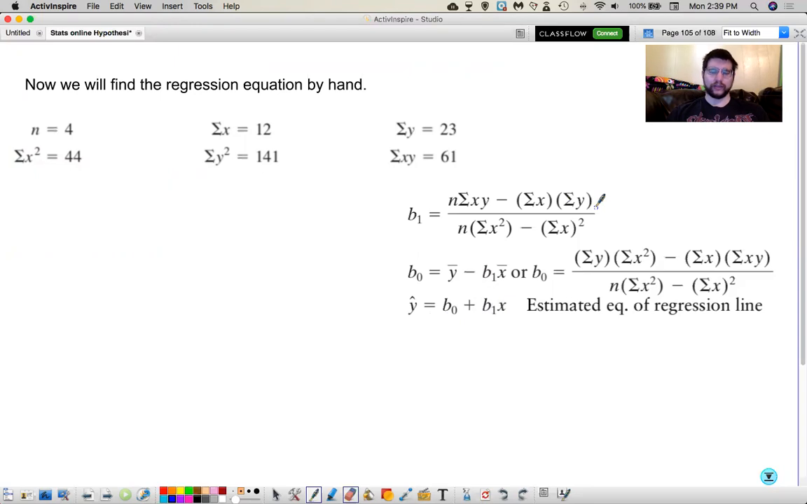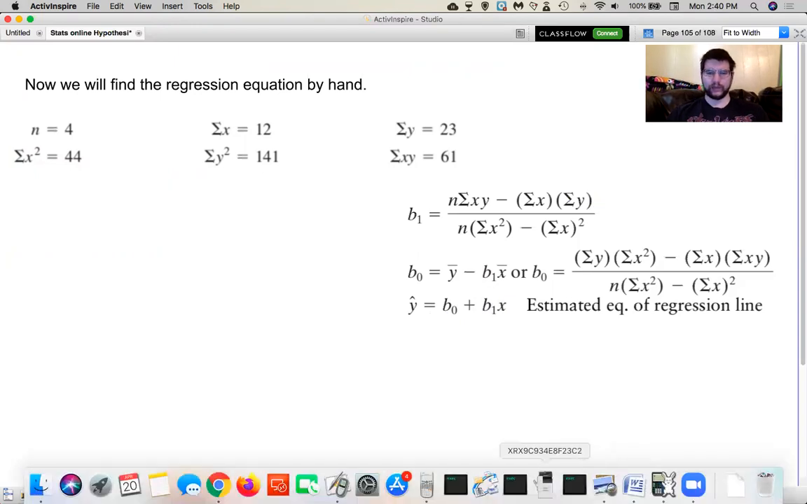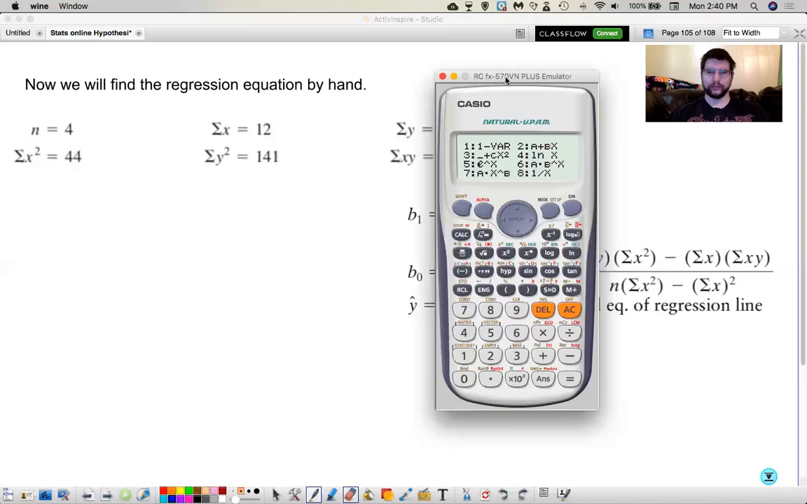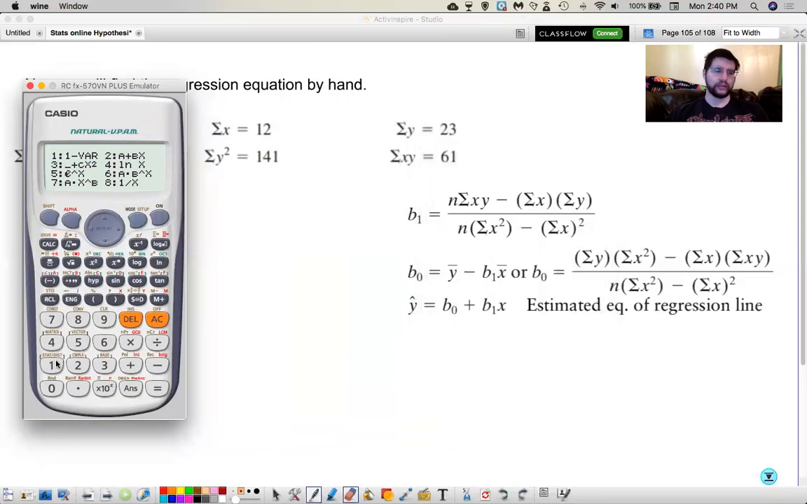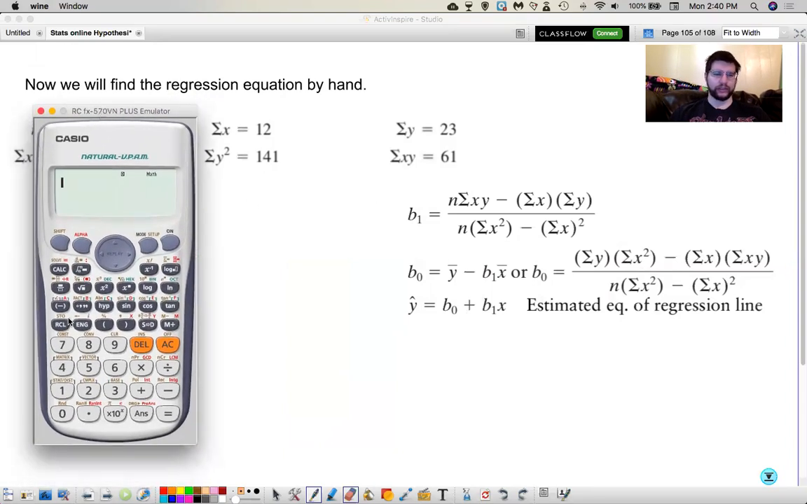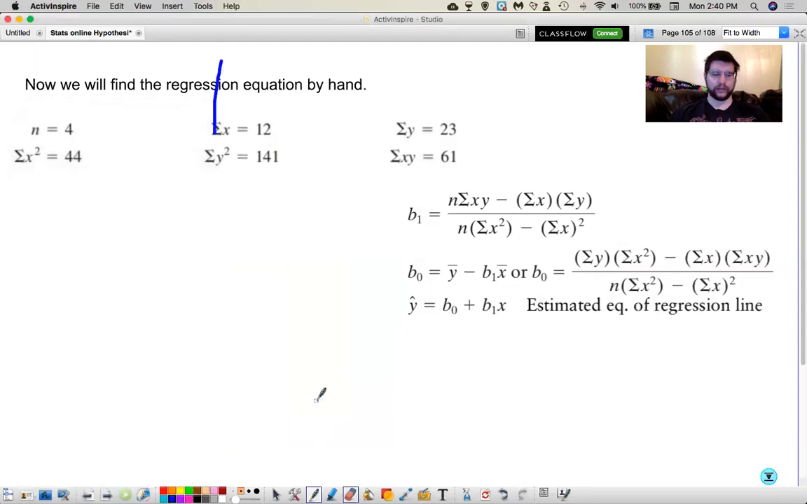So let's just type this stuff in. Where's Casio? There it is. We're going to need to go to mode 1 for this. Mode 1. So I guess I'll find out what B naught is first. I'm going to use this equation. So I've got a fraction: sum of y, that's 23, times sum of x squared. Let me move this up a little bit.